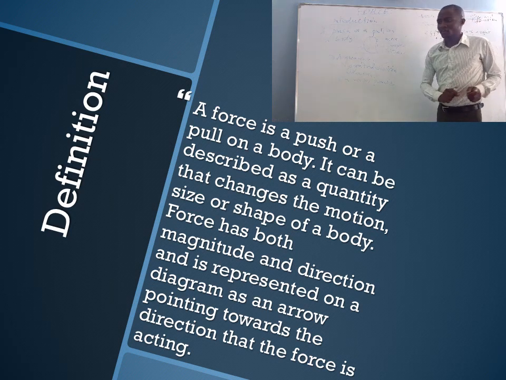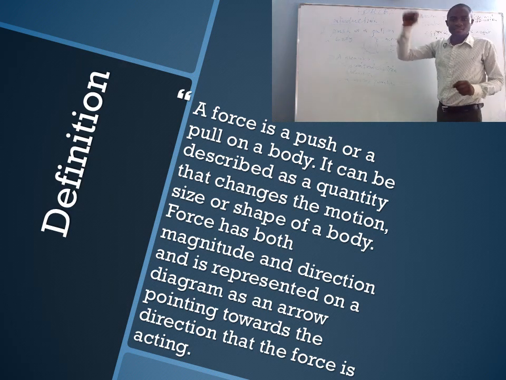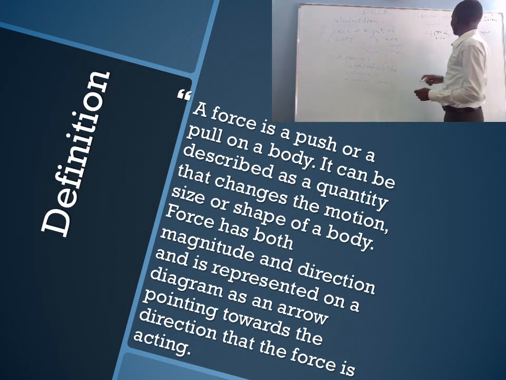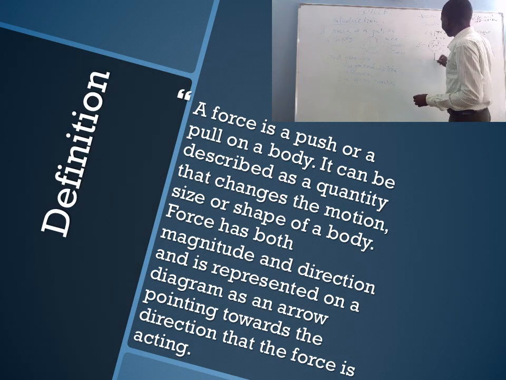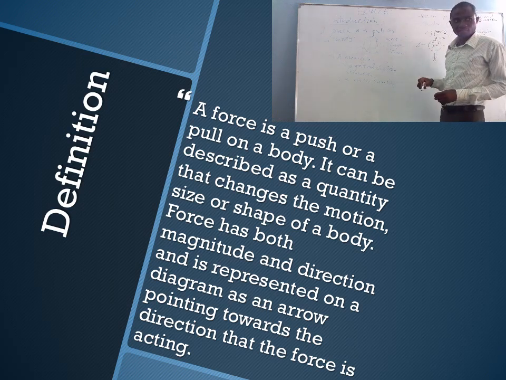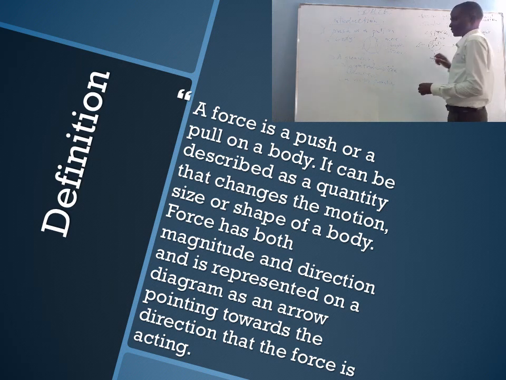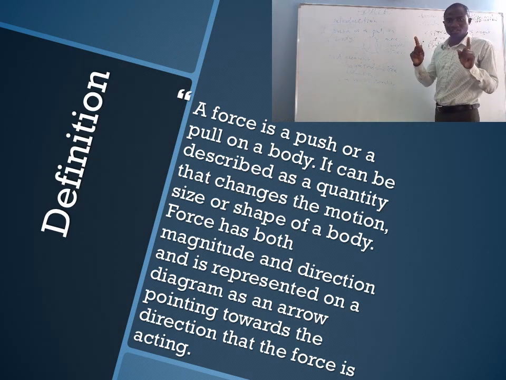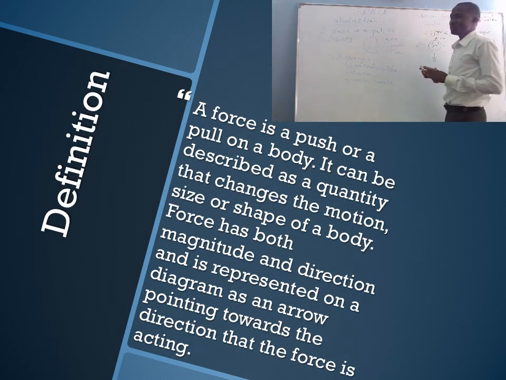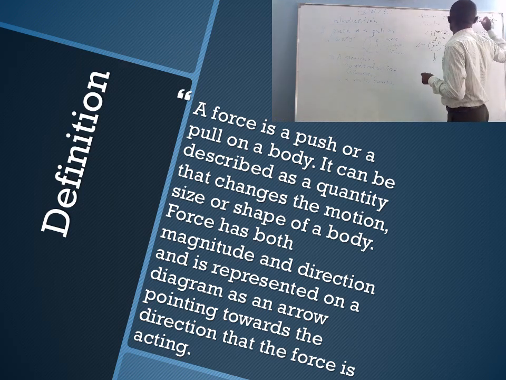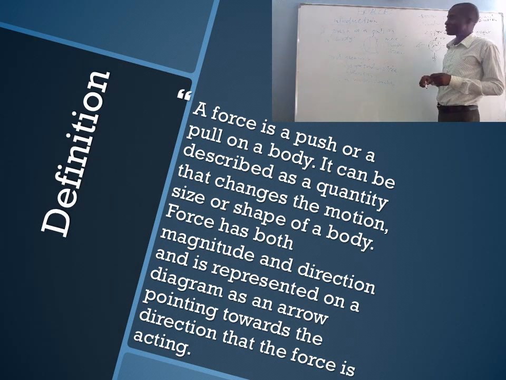Is it acting horizontally, upwards, downwards, or sideways? For example, a force of, say, 3 newtons must act in a particular direction, whether eastwards, westwards, southwards, or northwards. Another one is pressure. Pressure must act in a given direction, and so when we are describing the pressure, we must give the size of that pressure and the direction in which it is acting.